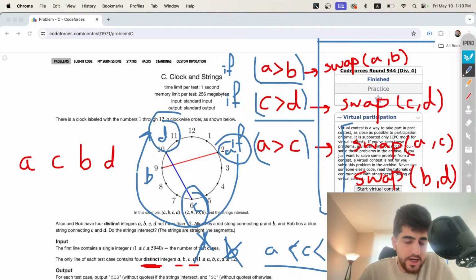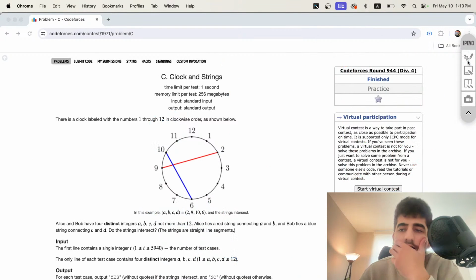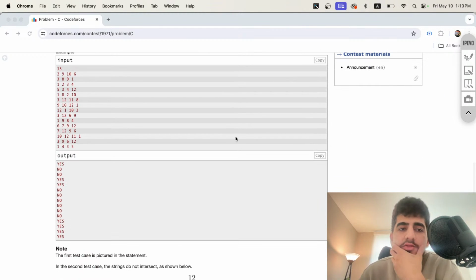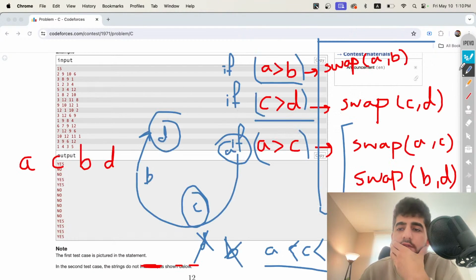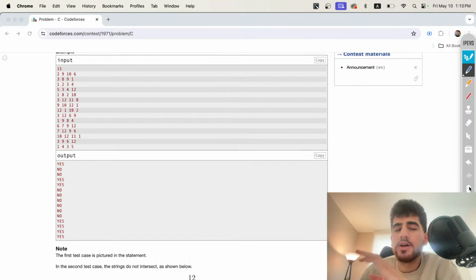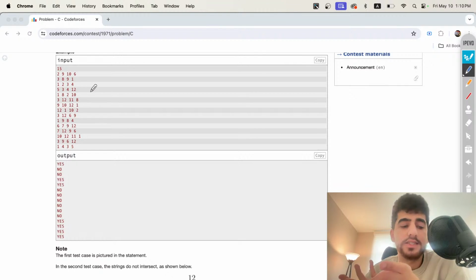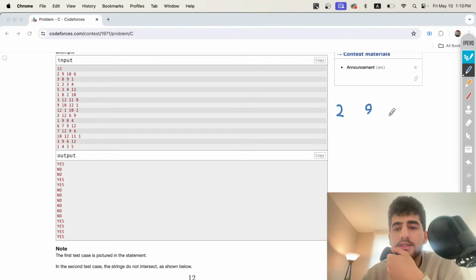Yeah, exactly. If we just consider these examples, those help us a lot to understand what is going on. And not only here, even in contests, if you just try to see what is happening in the input and output in the sample test cases, then you can get a clue of how you can solve the problem. For example, in the first one, we have 2, 9, 10, and 6.